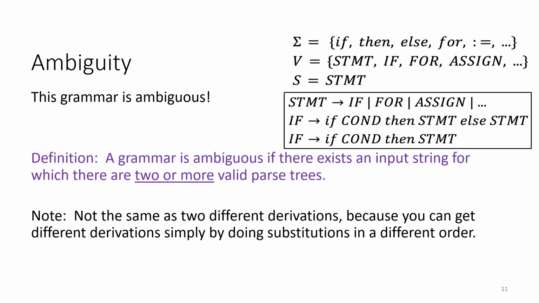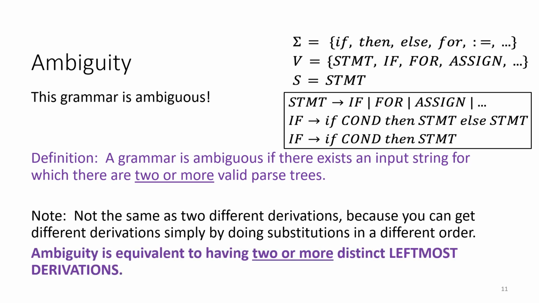Now, this is not the same as doing two different derivations because you can get different derivations by doing substitutions in a different order. Ambiguity is equivalent to having two or more distinct leftmost derivations. So one thing that we're going to do is make sure to always replace the leftmost variable first. And if a particular string can be generated in two different parse tree ways, using this leftmost derivation, then we would say that it is ambiguous.